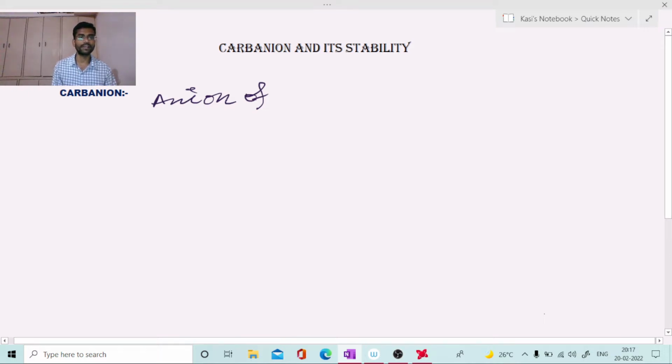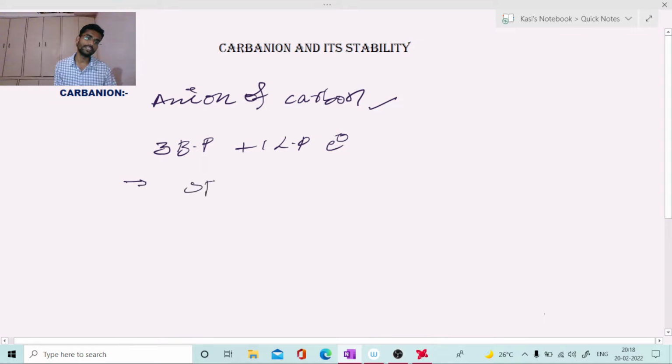Carbanion. So carbanion is the anion of carbon. Simply you can call that the carbon anion. Here the carbon anion contains three bond pairs of electrons and one lone pair of electrons. Then the hybridization is sp3 hybridization.